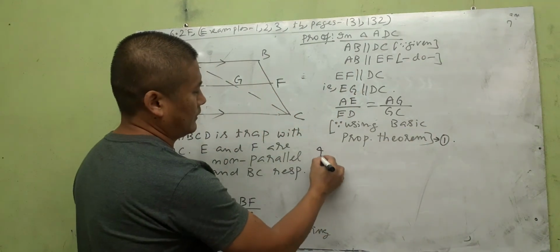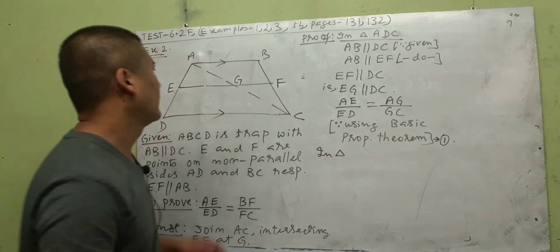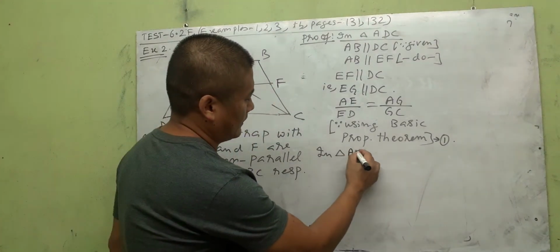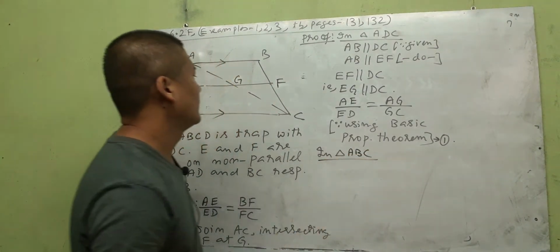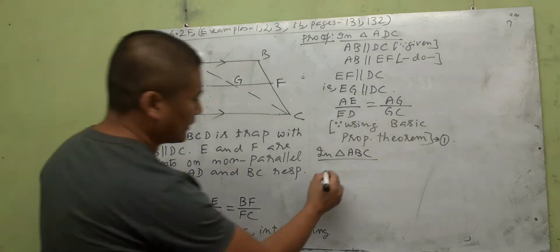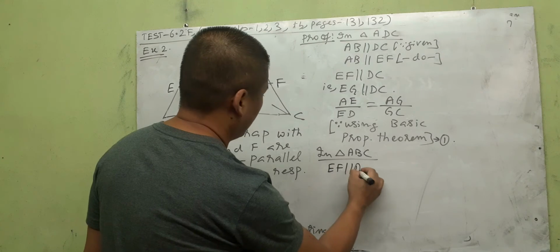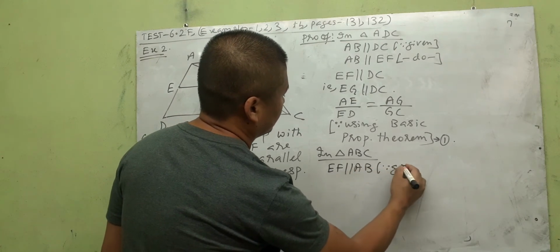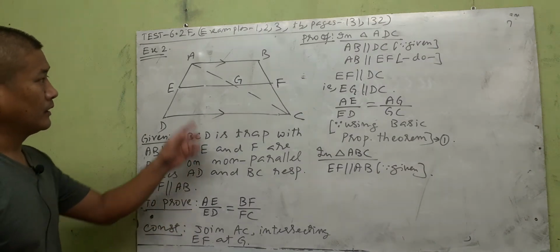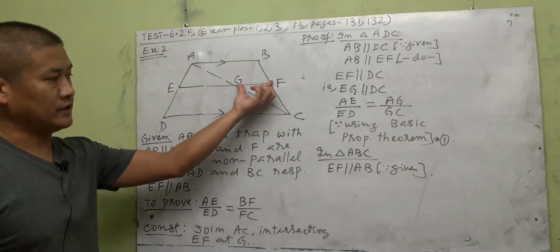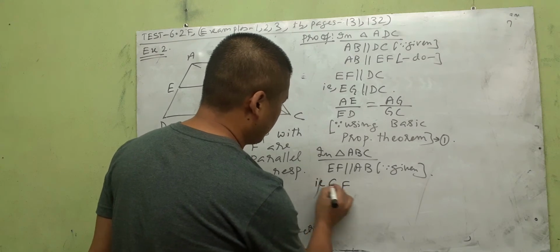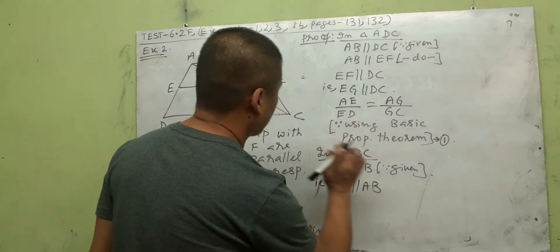Then in the other triangle, let's take this ABC. Here, let us write down EF parallel to AB is given. Already you can see here EF is parallel to AB, so this EF can be shortened as GF. That is, GF is parallel to AB inside this triangle now.